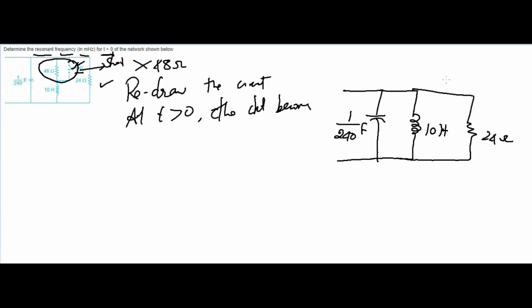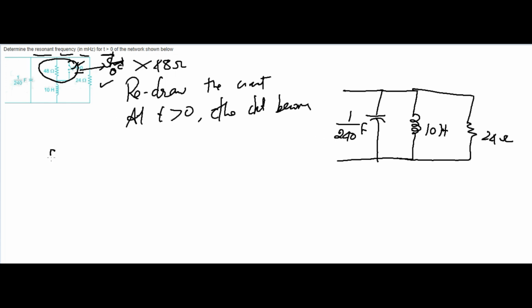It's very simple, because t is greater than 0. T greater than 0 means it becomes completely open, because t equal to 0 means it's trying to close, and t greater than 0 means it is away, off. So it's going to be an open circuit. So if you look at this, what's the resonant frequency?